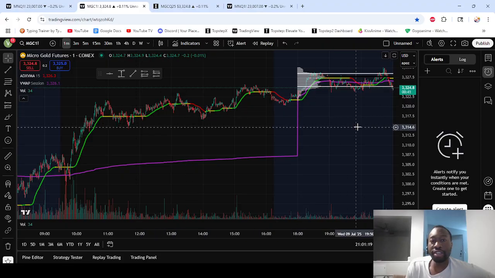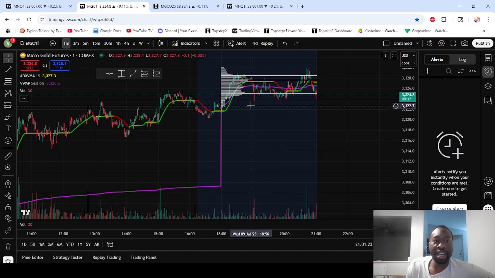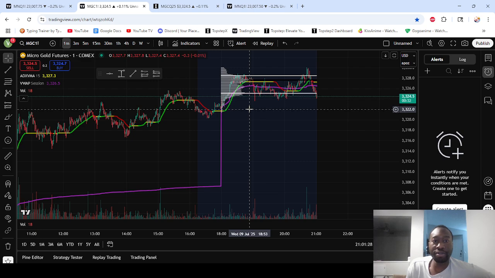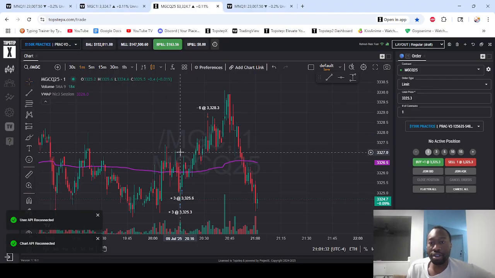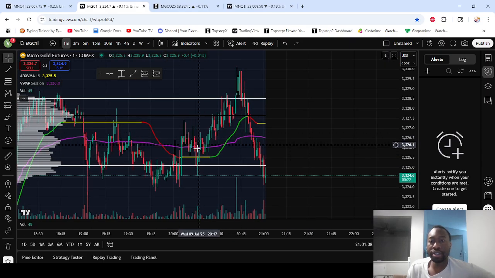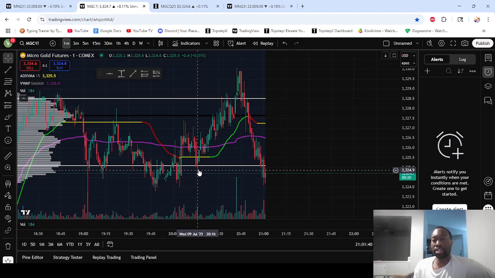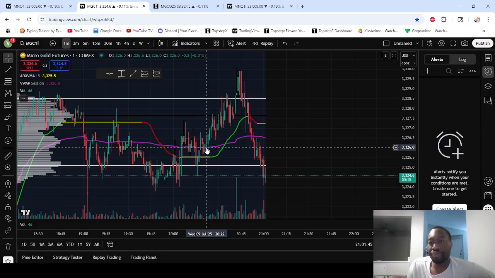I don't have the previous day value area high, point of control, and low, but I know that the value area high was at 33.22. So I decided to take a trade here after this high volume bounce at 816, right here, off of value area lows as well. We were below VWAP.